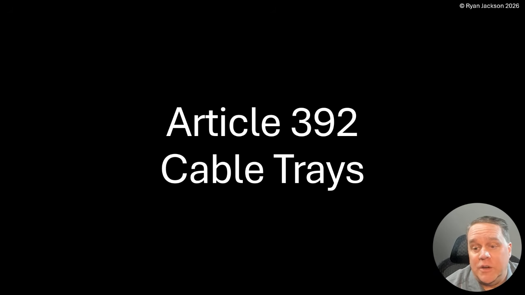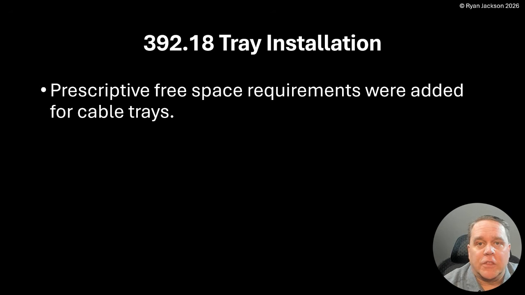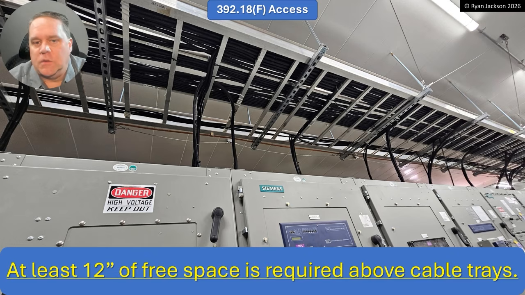All right, we're in Article 392, which covers cable trays. 392.18 Installation. Prescriptive free space requirements were added for cable trays. So how much space do you need above a cable tray? The code has never really talked about it. Why do you need free space above a cable tray? Well, you need to be able to get up there and add wires, certainly. But sometimes you have to get up there and make splices as well. So you need space above the cable tray so that you can do that. But how much space do you need? Well, the code has never said.